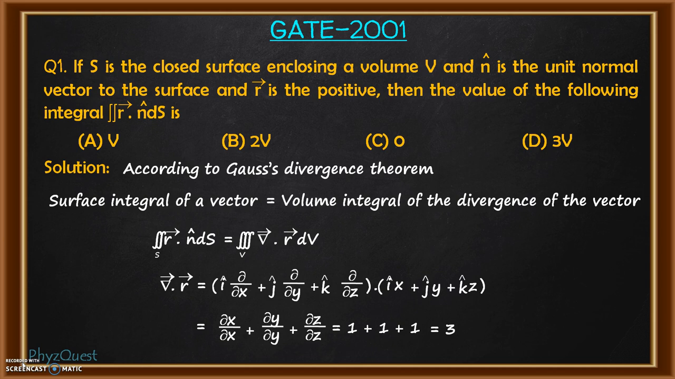If you put the value of del dot r in the integral, this will be 3 times the volume integral of dV. The volume integral of dV will give you the entire volume, which is V, which is given in the question itself. So the final answer will be equal to 3V. Now if you look at the options, you can see that option D is matching with our result. So the correct answer for this question is option D.